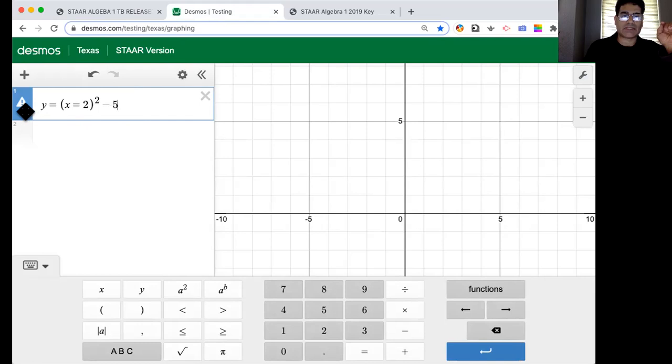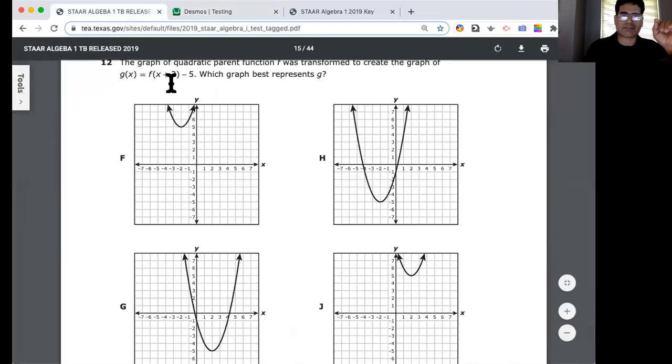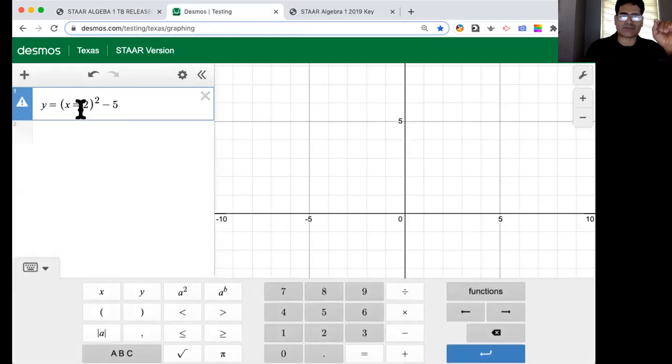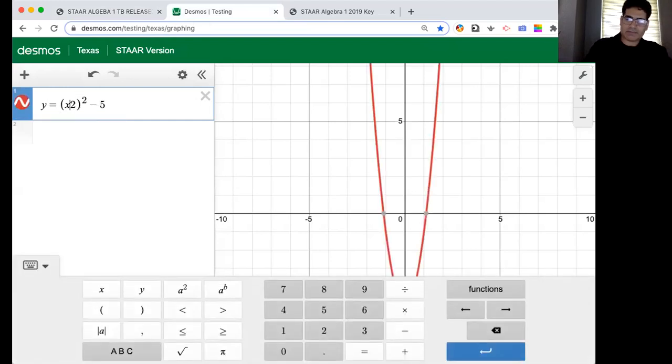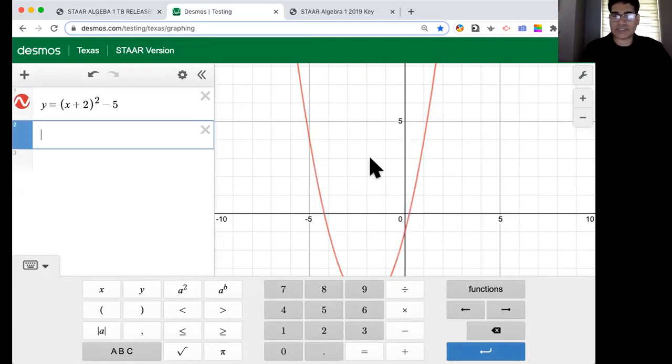And notice what it says. It says, I don't understand the way that's here. Well, when you get that, then there's something here that's wrong. So let me take a look at it. It's x plus 2, and I look here, it's x equals 2. So a typo there, a very serious typo, serious error. So now you understand and you can see what our graph is giving us.